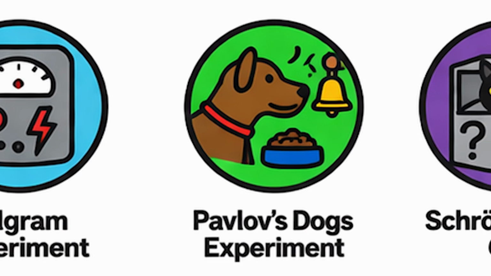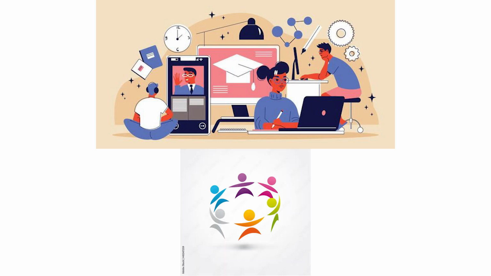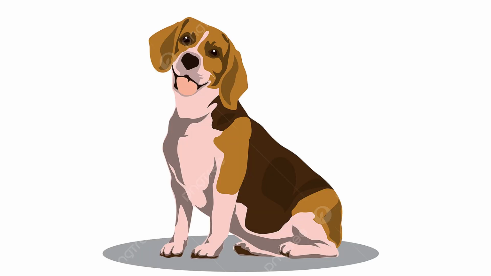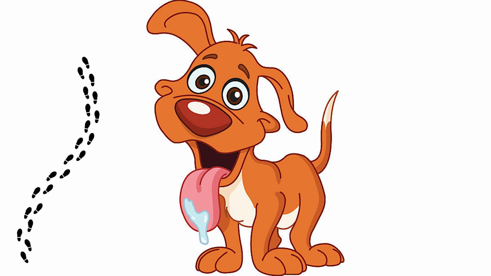Pavlov's dogs experiment. This experiment was conducted by Ivan Pavlov to study how learning happens through association. He noticed that dogs would start to salivate not just when they saw food, but also when they heard the footsteps of the person feeding them.